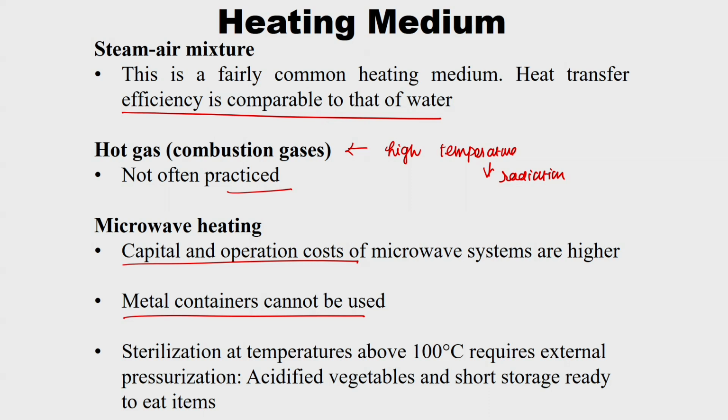So, for these reasons microwave heating has not been picked up that well, but for some acidified vegetables and short storage ready to eat meals, where the temperature is less than 100 degrees centigrade, pasteurization has already been done using microwave heating. So, these are all some light on the heating medium.